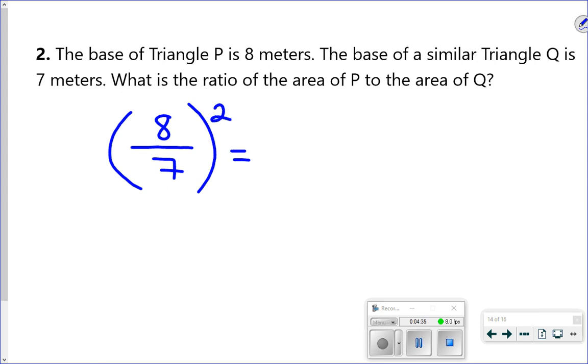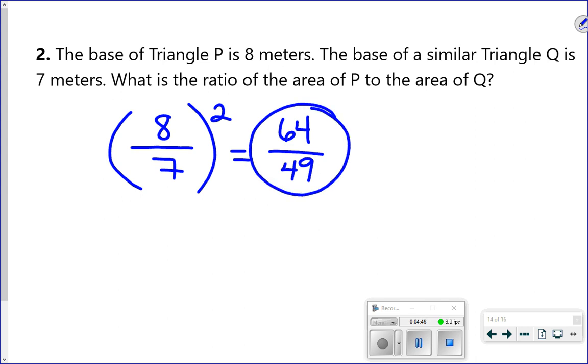So 8 squared, it's going to be 64. And then 7 squared is 49. And that's my ratio, 64 to 49.